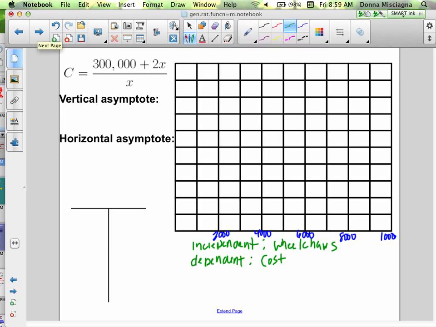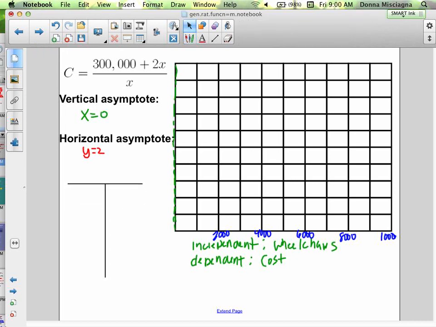All right, so we've got our vertical asymptote at x equals 0. So obviously we can't make negative wheelchairs, right? So nothing's going to be on the other side. Where's my vertical asymptote? There we go. All right, so now we'll draw in the horizontal asymptote. That was y equals 2. I don't know what numbers to go up by, so we'll hold off on figuring out graphing that one.